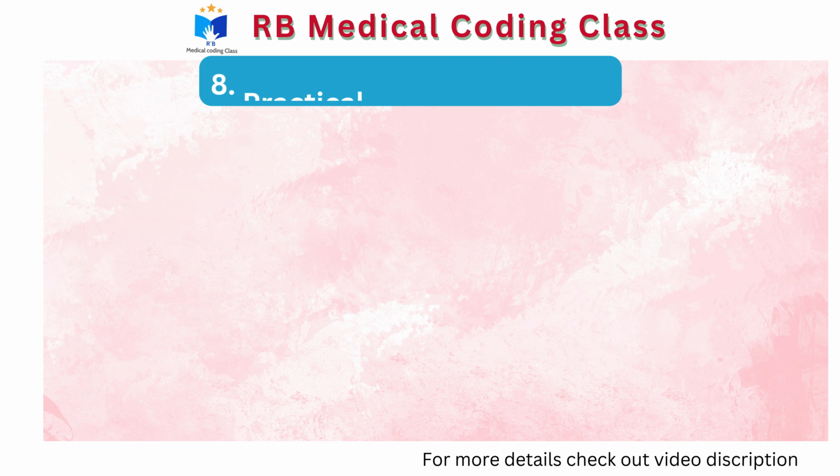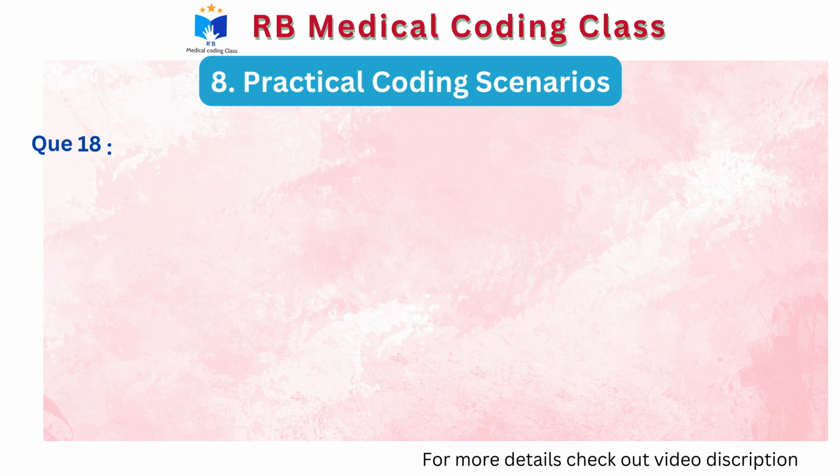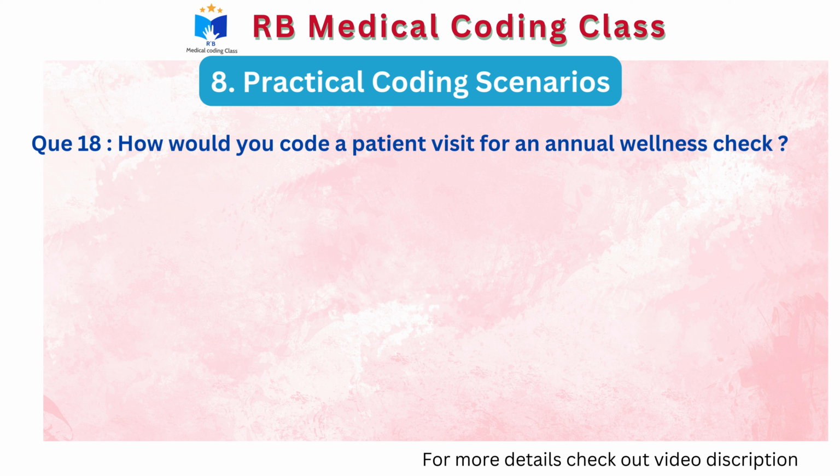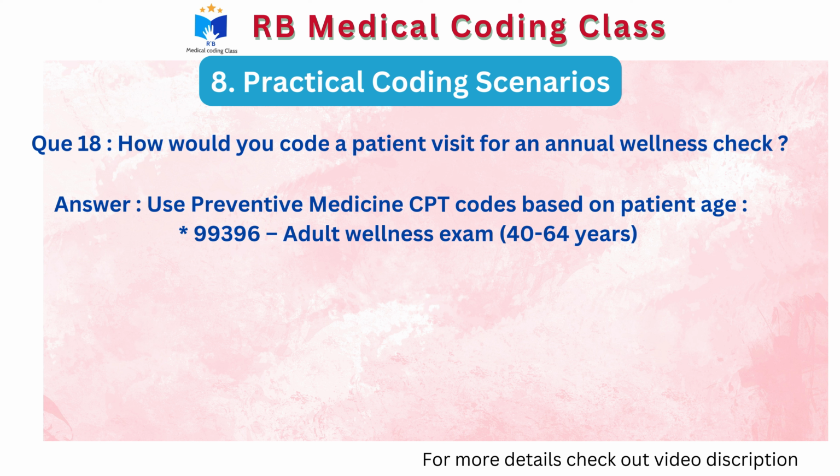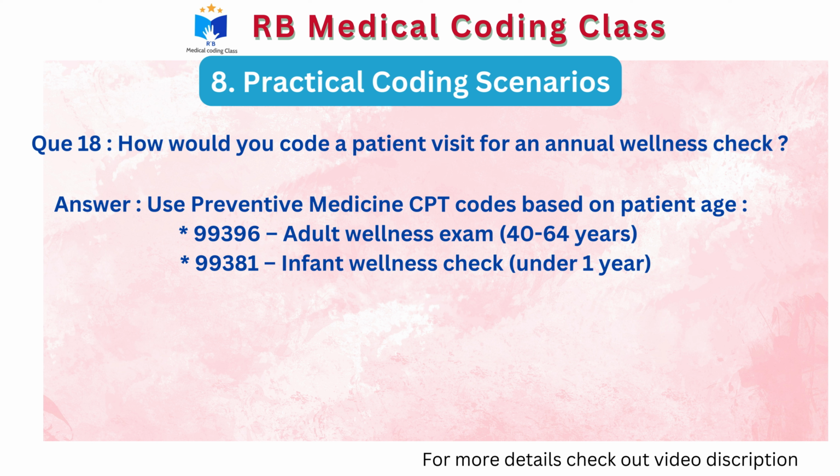8. Practical coding scenarios. Question 18. How would you code a patient visit for an annual wellness check? Answer. Use preventive medicine CPT codes based on patient age. 99396 adult wellness exam, 40 to 64 years. 99381 infant wellness check, under 1 year.